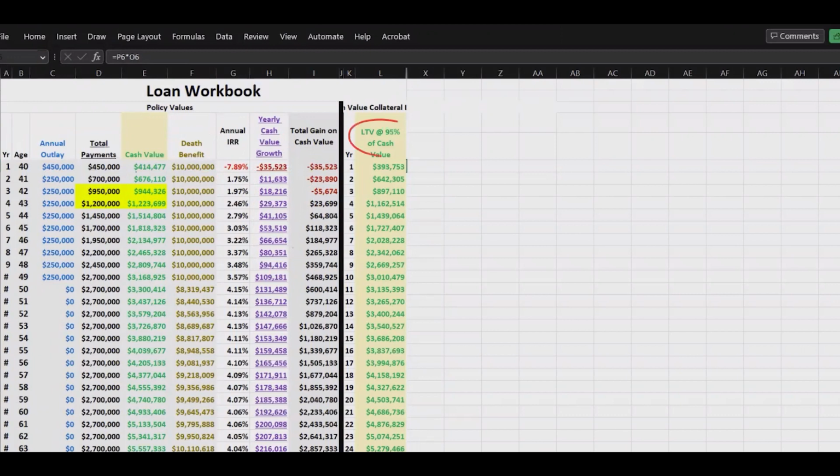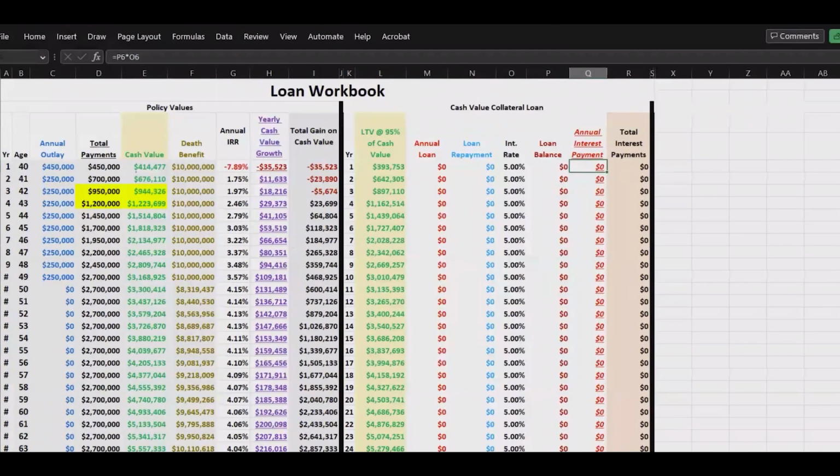LTV, loan to value, 95% of cash value. So typically with a whole life insurance policy, whatever you see in cash value, on average with most companies, you're going to be able to take a maximum loan of about 95%. That's what this column represents. What we'll look at next is this. So here's what we've got.